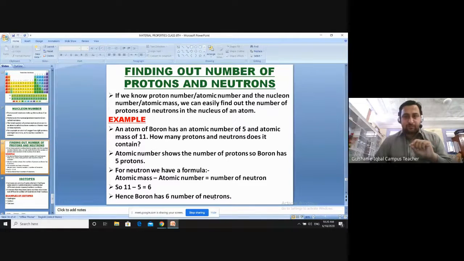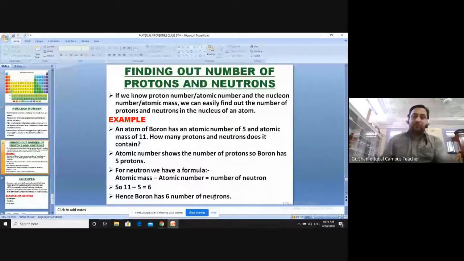First step, we know the atomic number or proton number shows the number of protons. They have given in the question that it has atomic number or proton number 5. Simply, it has 5 protons. This is solved. But now the calculation occurs when we want to find out neutrons.